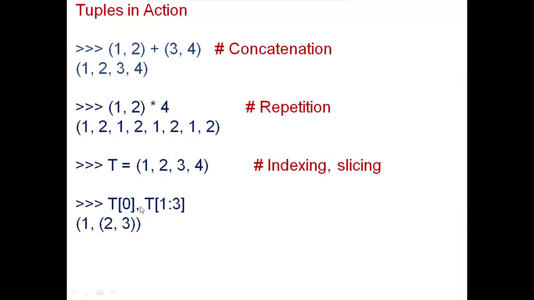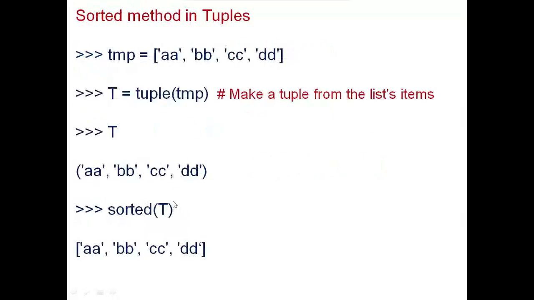When you just put a comma, automatically a tuple will be formed. So when you see the output, you see that parentheses come around the values, right? t of 0 is 1 and t of 1:3 is a subtuple. I can say it's like a subtuple with only two elements, which are at index 1 and 2, right?